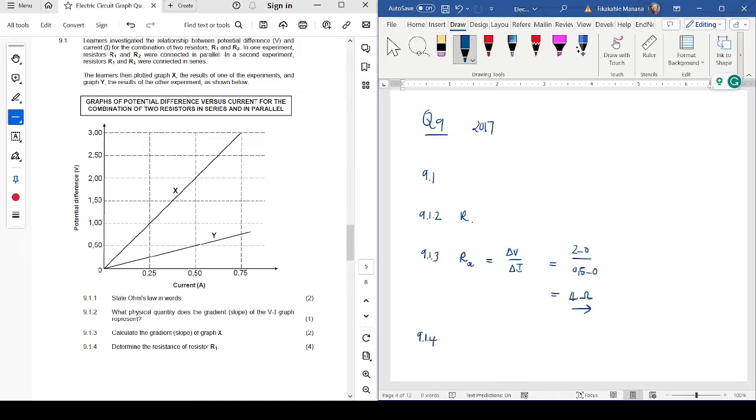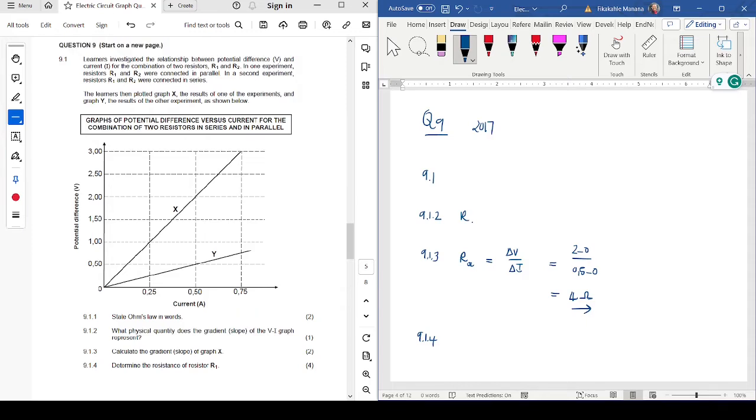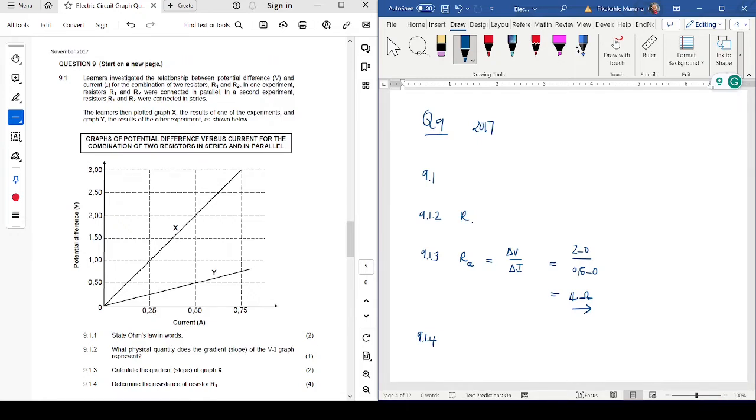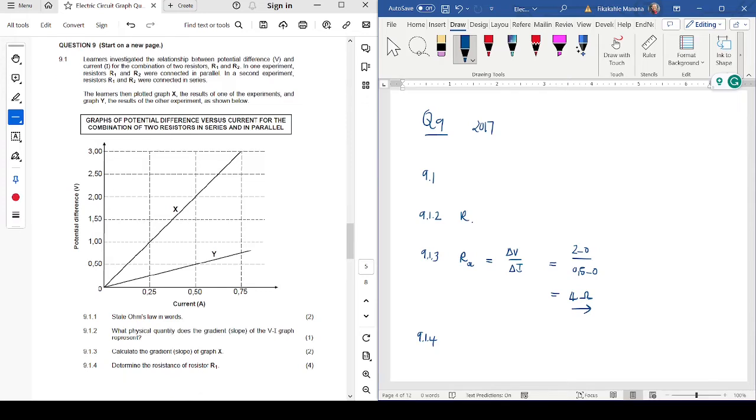9.1.4, determine the resistance of resistor 1. Okay, so we have 2 resistors, remember? Resistors in series and resistors in parallel. So we don't know which is which. But R1 and R2 are connected in parallel. And then in the second experiment, R1 and R2 are connected in series.